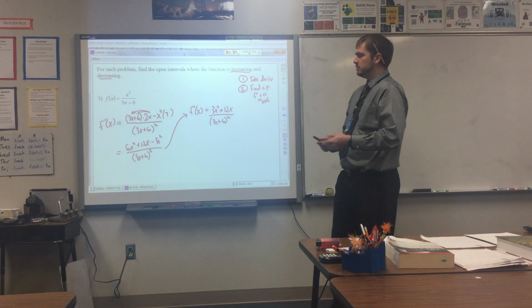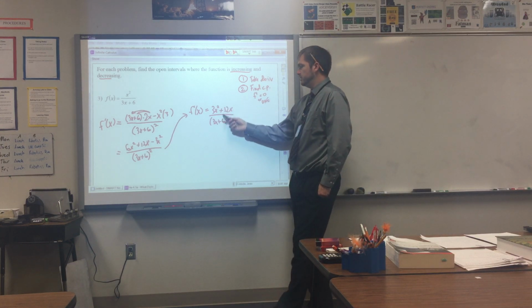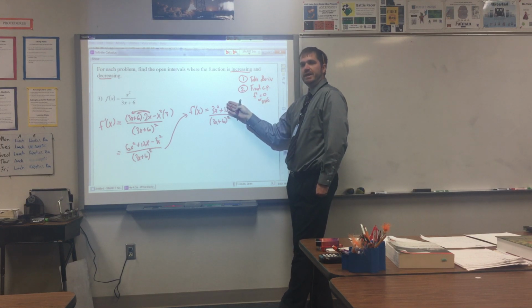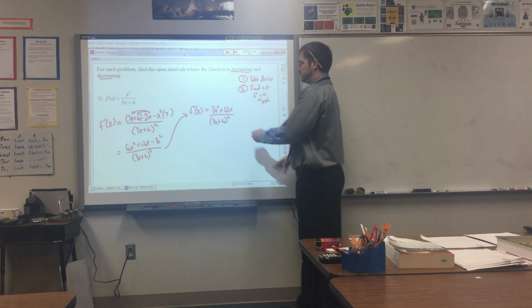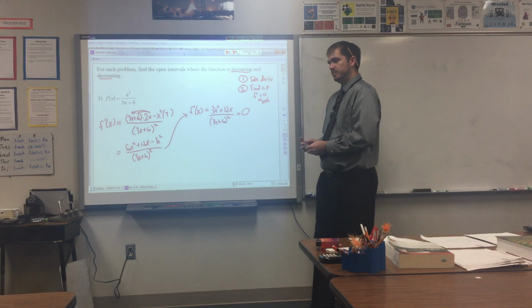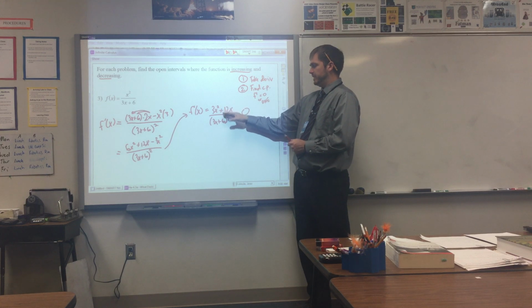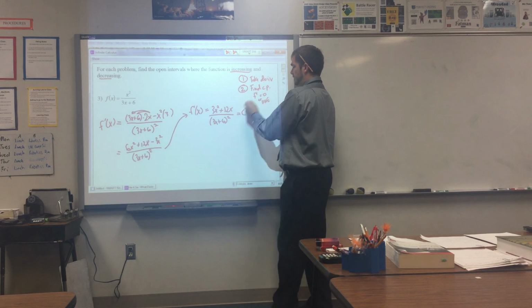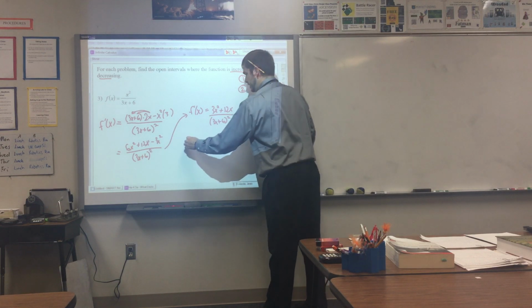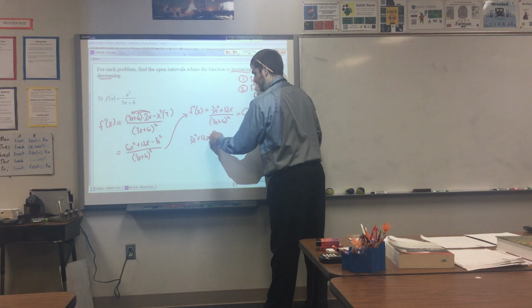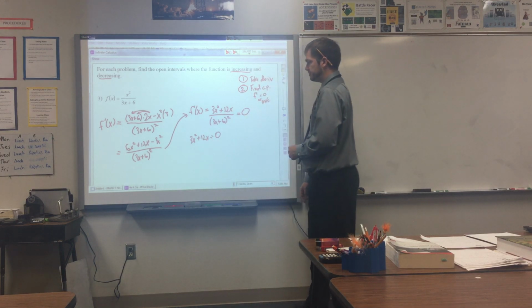Alright, so this is a rational function. It's a ratio, something over something else. When is a rational function equal to 0? When the numerator equals 0. This ratio right here equals 0 when the numerator equals 0. So I'm first finding out this part, so I'll say 3x squared plus 12x equals 0.